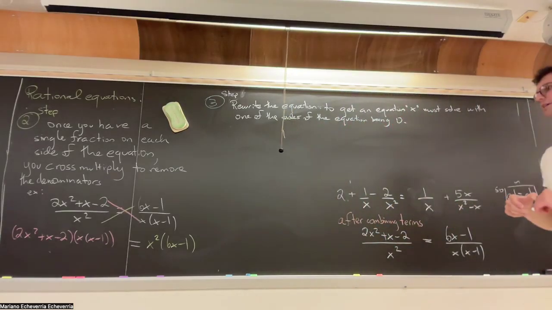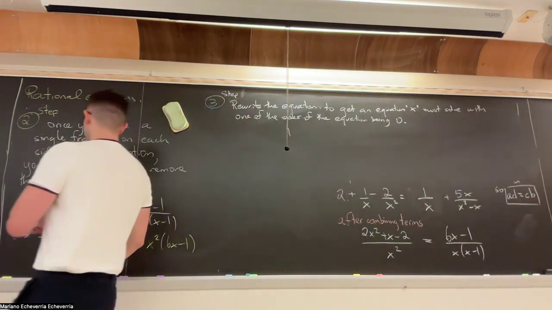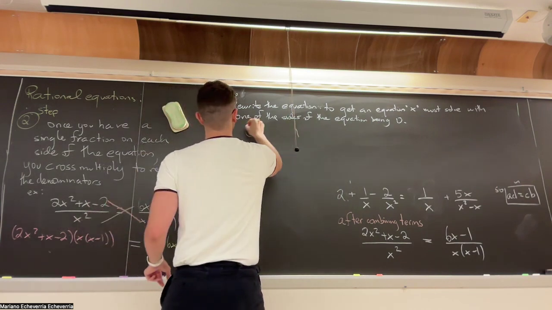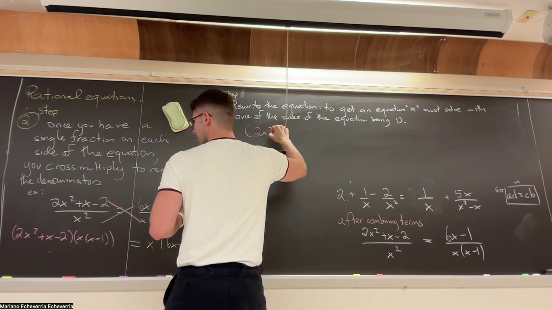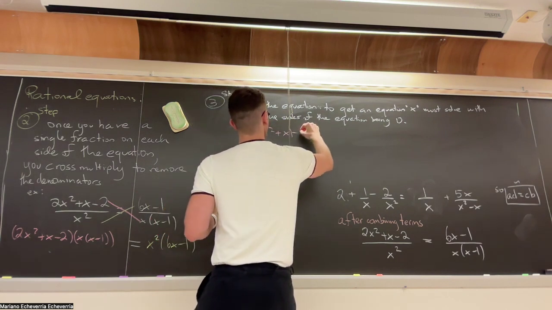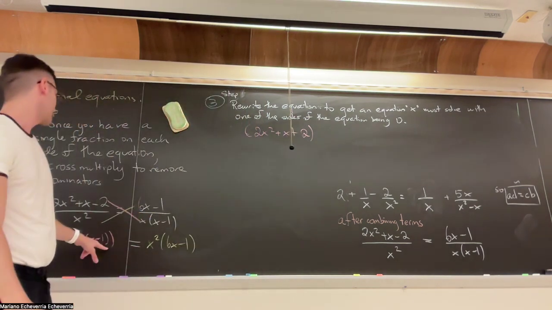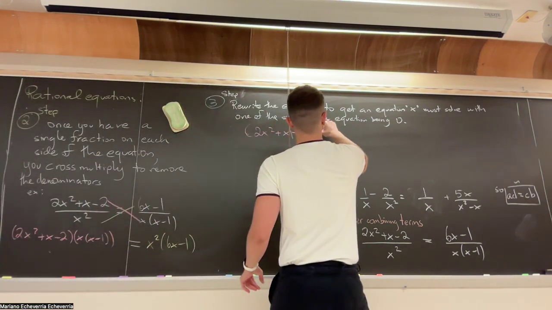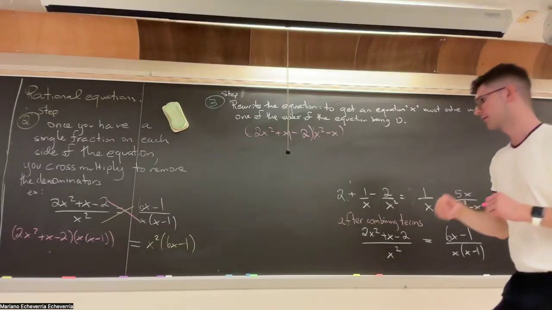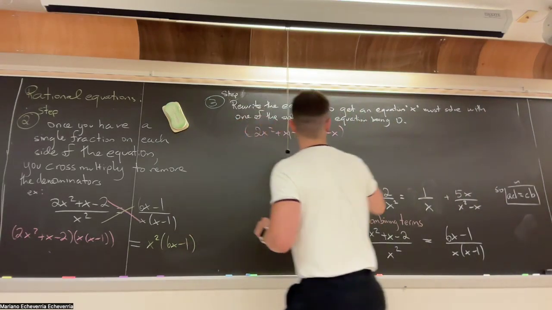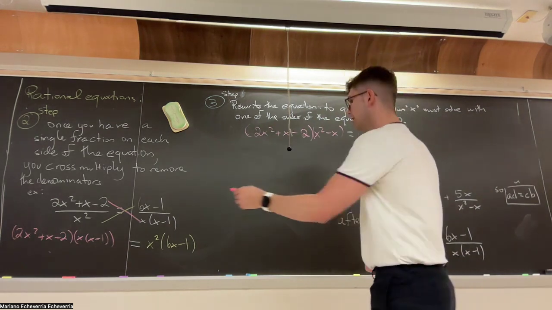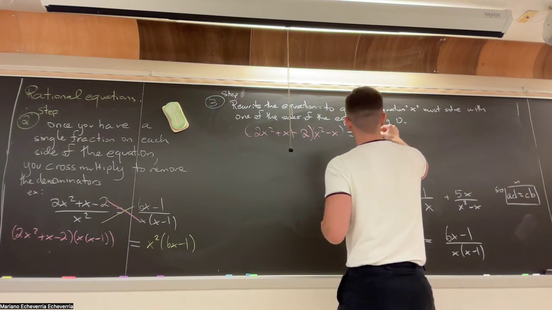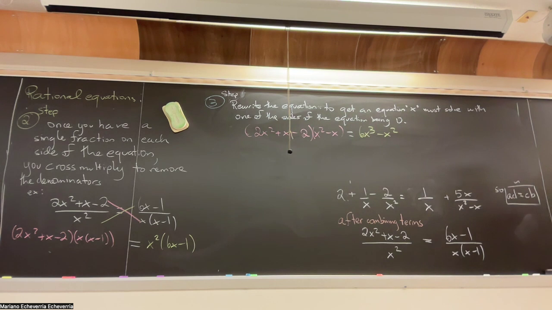So just to show you how this looks in this particular example, I'll continue using those colors. For the left hand side, you will have something like 2x squared plus x minus 2. Then it makes sense to simplify this a little bit by doing the product. So you get x squared minus x here. And then the right side here we have 6x cubed minus x squared.